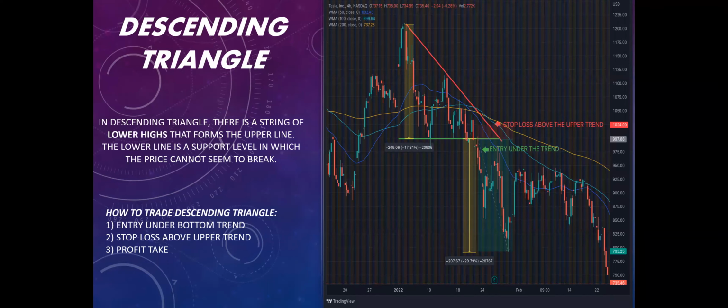It's going to be the exact same thing. My entry would be below the support level. Stop loss would be above the resistance level. This is for puts.